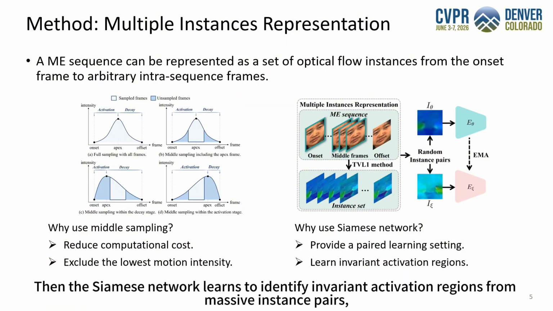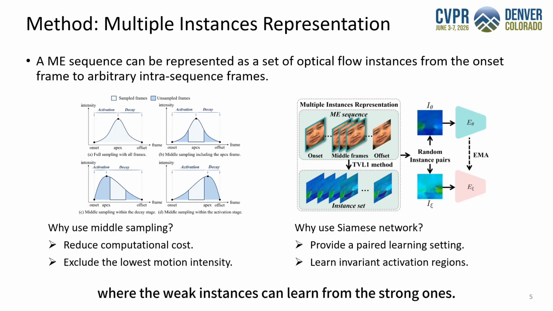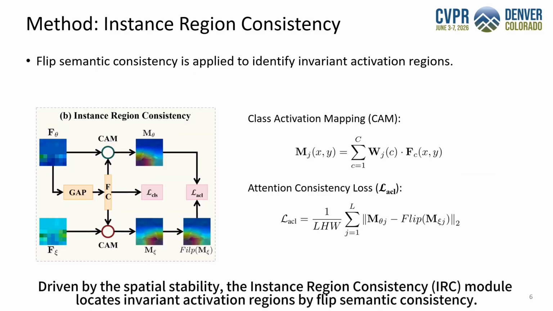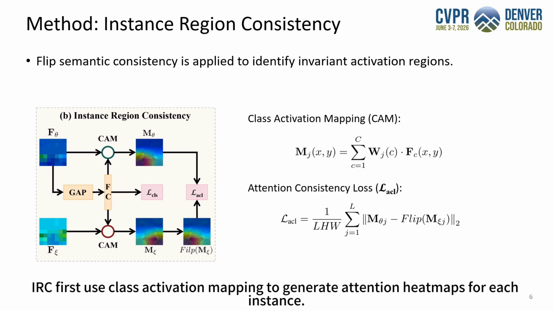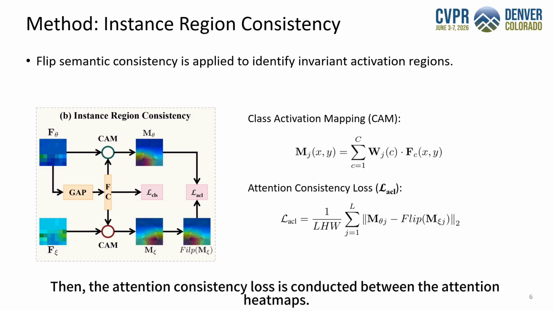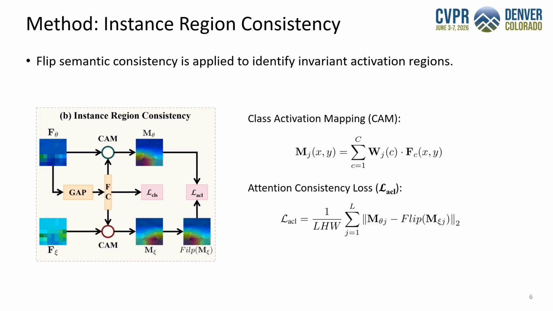Then the Siamese network learns to identify invariant activation regions for massive instance pairs, where the weak instances can learn from the strong ones. Driven by the spatial stability, the Instance Region Consistency IRC module locates invariant activation regions by flip semantic consistency. IRC first uses class activation mapping to generate attention heatmaps for each instance. Then, the attention consistency loss is conducted between the attention heatmaps.